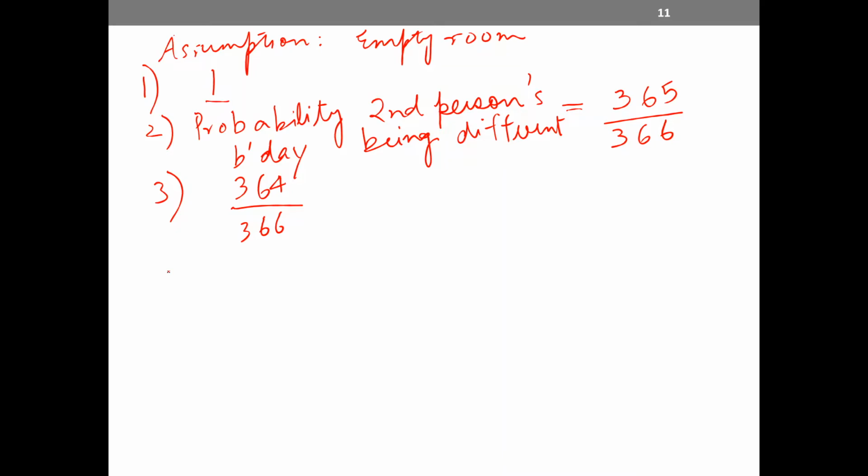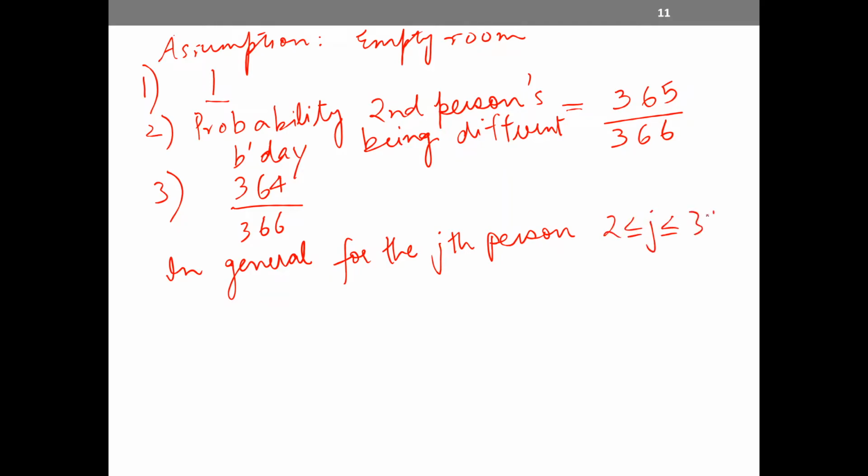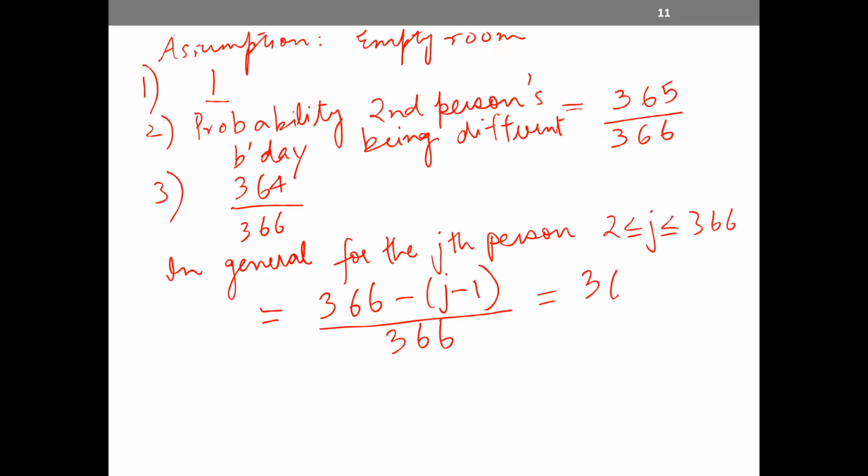Now this sequence goes on, and we can write that in general, for the jth person, that lies between 2 and 366. For example, if j is 3, there are already 2 people in the room. So for any jth person, there are j minus 1 people already in the room, and the probability of this person's birthday being different from all those j minus 1 people is going to be (366 minus (j minus 1)) over 366, which is nothing but (367 minus j) over 366.